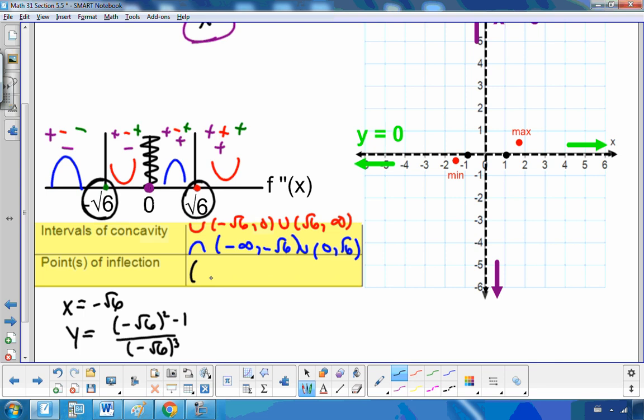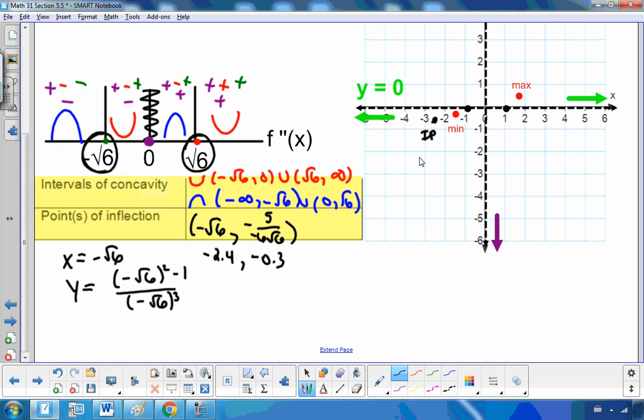So that's going to be a point of inflection at negative root 6 and negative 5 over 6 root 6. Approximately, so we can graph it, it's at about negative 2.4 and negative 0.3. So let's put that on the graph. At about negative 2.4 and negative 0.3, right about there, we'll say there is an inflection point.